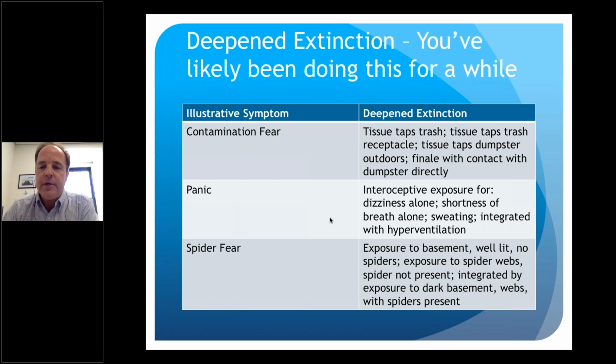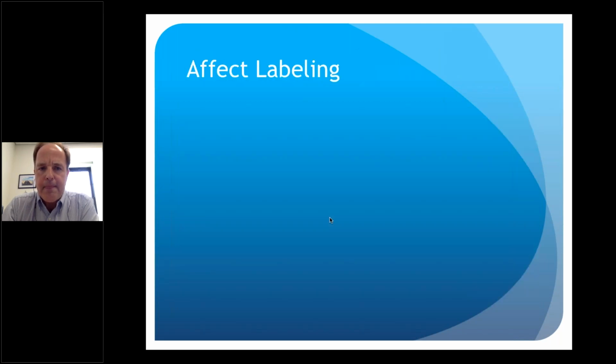So that concept of deepened extinction is one, again, that I think we've inherently done, but it allows us to now deconstruct a little bit the way in which to do it and to think along this line, because there is actually very good experimental evidence to suggest that this is an effective strategy to employ.